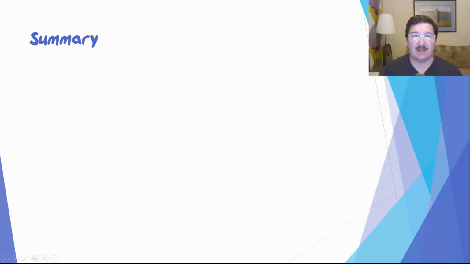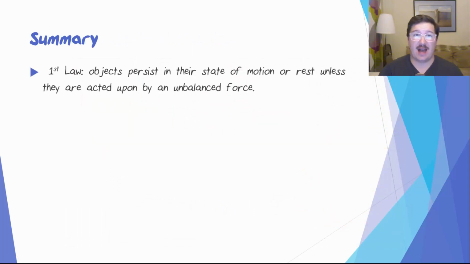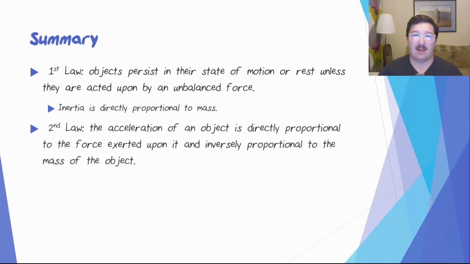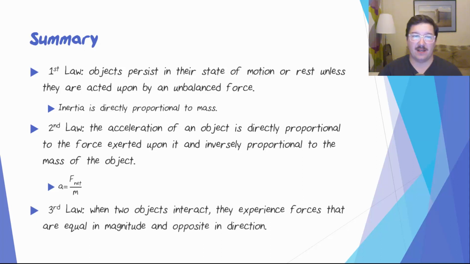All right, let's summarize this lesson. The first law states that objects persist in their state of motion or rest unless they are acted upon by an unbalanced force. We also know that inertia is directly proportional to mass. Newton's second law tells us that the acceleration of an object is directly proportional to the force exerted upon it and inversely proportional to the mass of the object. This can be seen in the equation a equals F net divided by m. And Newton's third law tells us that when two objects interact, they experience forces that are equal in magnitude and opposite in direction.